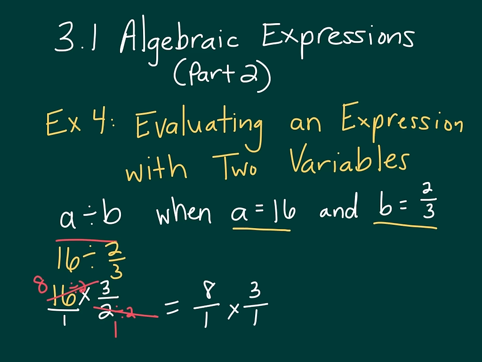And again, please don't skip this rewrite step. I think a lot of you on your Chapter 2 test did skip that, and you couldn't read your own writing after all the cross-simplifying, and you made silly mistakes. So really don't skip that rewrite step. And then 8 times 3 is 24 over 1, which we can't leave as an improper fraction, so our final answer would be 24.